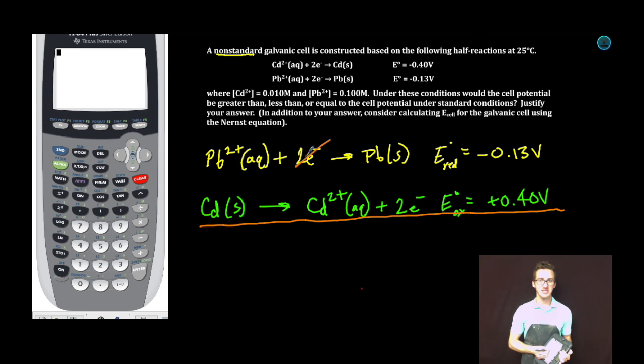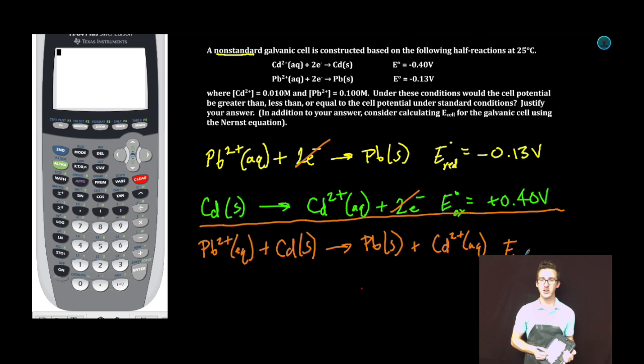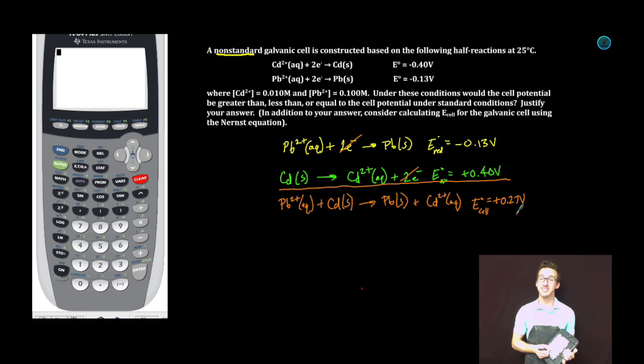Alright, let's add these together, come up with our cell potential by summing our two values, our reduction and oxidation potential, which gets us to positive 0.27 volts. Now that we know the standard cell potential, let's calculate what the potential would be under these non-standard conditions. To do that, we use the Nernst equation.